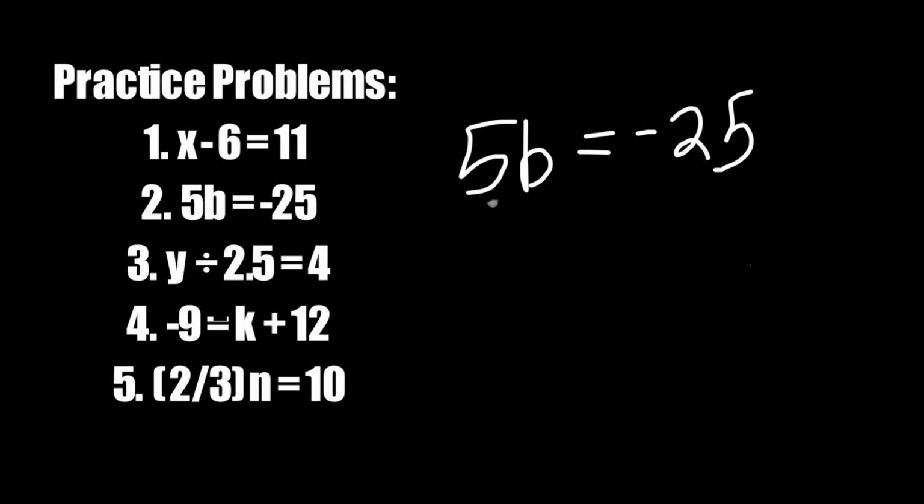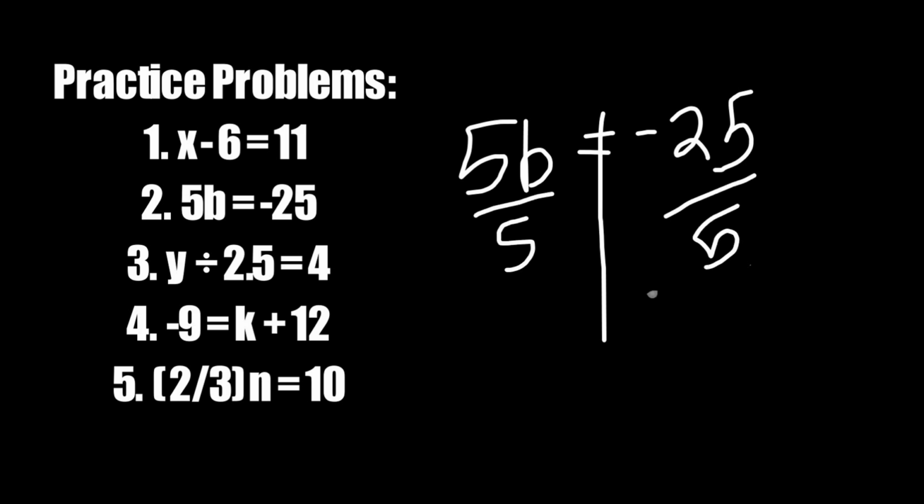The next problem is 5 times b equals negative 25. And the inverse of multiplication is division, so divided by 5 and divided by 5 here as well is going to give us b equals negative 5.